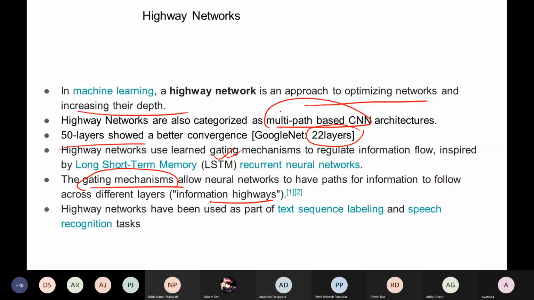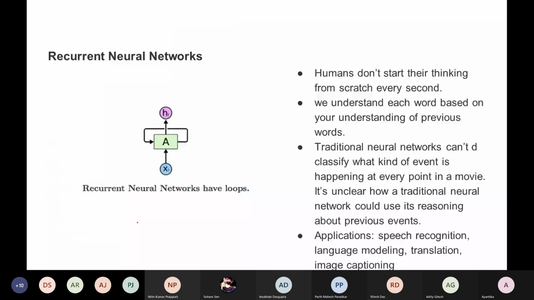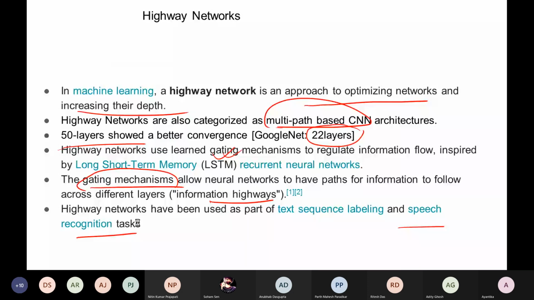Okay. So it is used in text sequence labeling, speech recognition. We will take one example, then maybe we will understand it. Okay, so let's first talk about this long short-term memory and what type of gating concept we are getting from this LSTM.